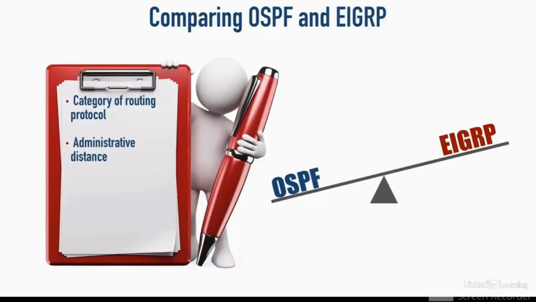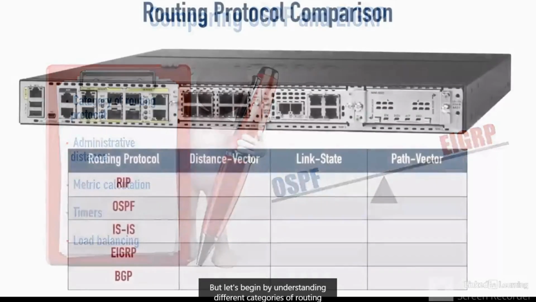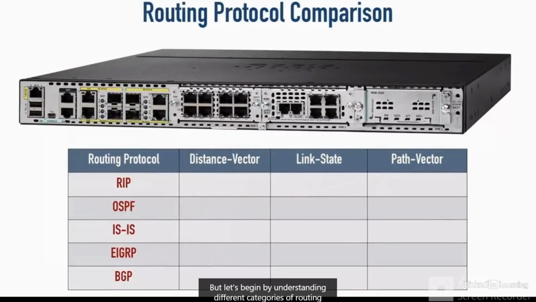We'll compare their administrative distance, see which one is more believable than the other. We'll talk about how each calculates their metric. Timers work differently. We'll distinguish between OSPF and EIGRP timers. And finally, we'll talk about how they differ in terms of load balancing. But let's begin by understanding different categories of routing protocols and seeing where OSPF and EIGRP fit in.